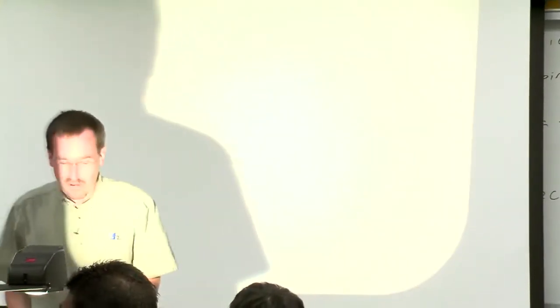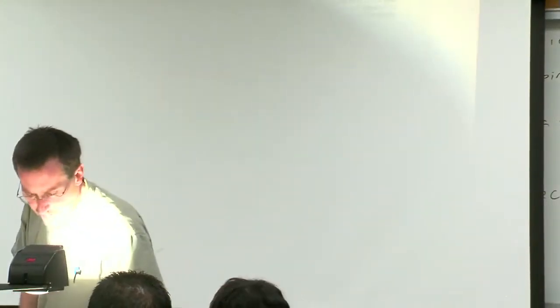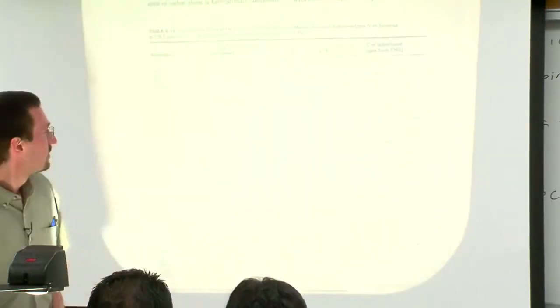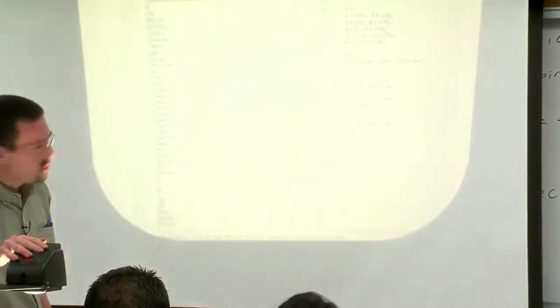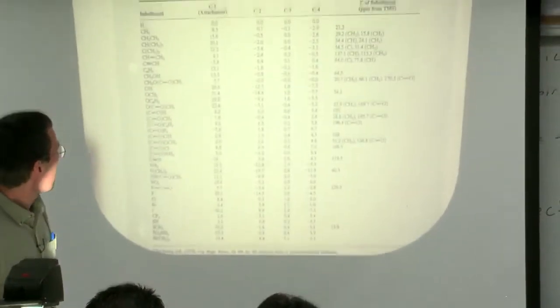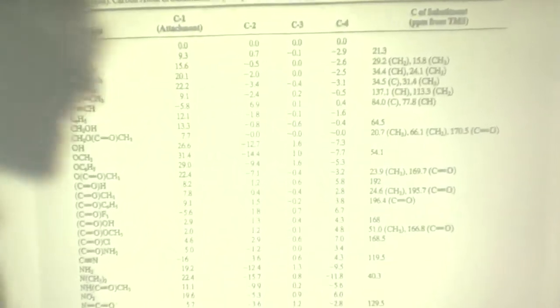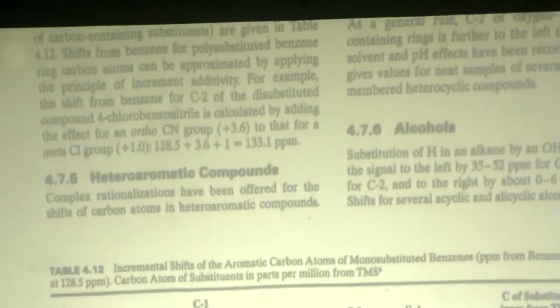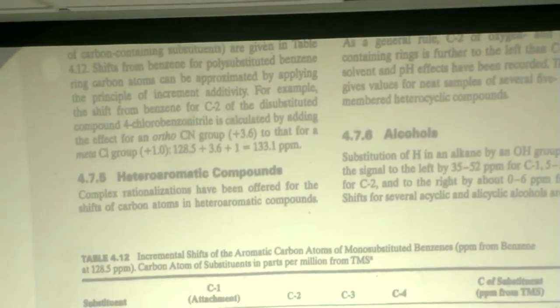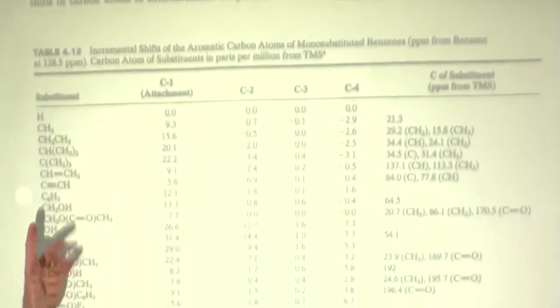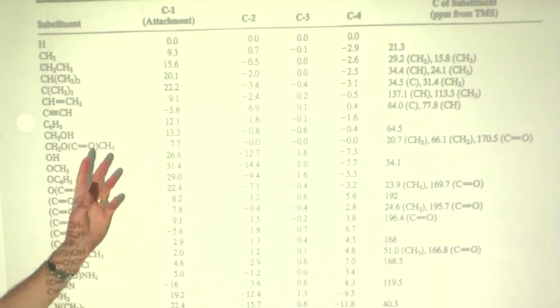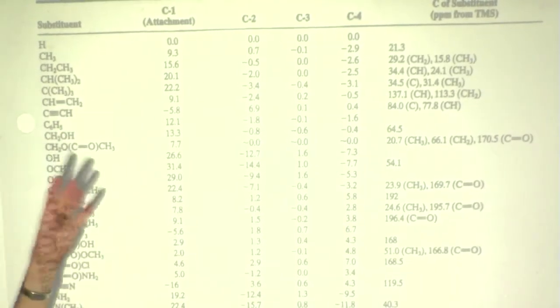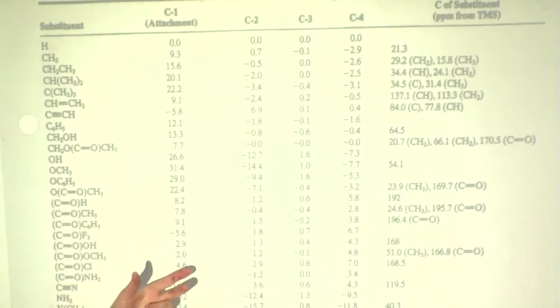All right, so this should be on your handout. And as I said, this is just one of the many tables in Pretsch, but a tool is so much more useful when you actually have used it and know how to use your tool. All right, so this is a table of empirical additivity relationships for substituents on a benzene ring.